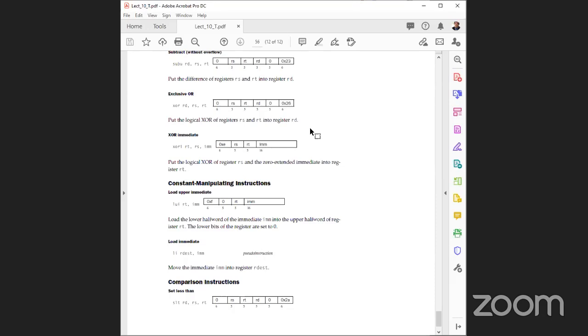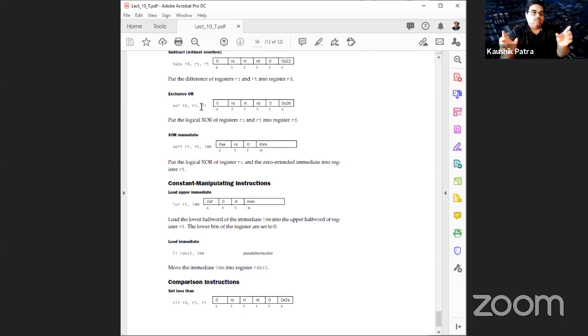Yeah, exclusive OR, exactly. So what it does: RS and RT are two 32-bit patterns, and it does a bitwise XOR. So it XORs bit 0 of both operands, and that becomes the result bit 0. Then bit 1 of both operands, that becomes the result bit 1, and so on and so forth. So basically, it's a bitwise XOR operation between these two 32-bit patterns.